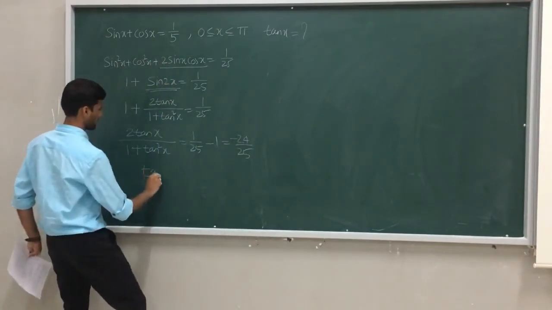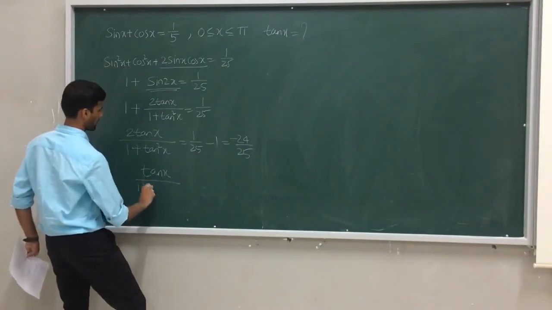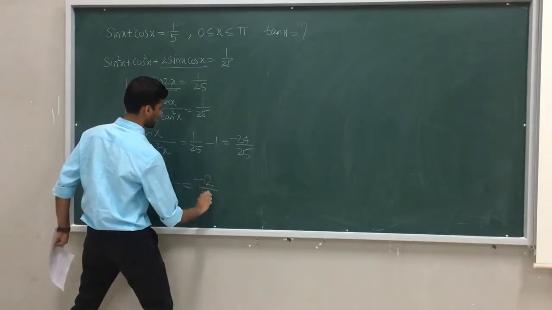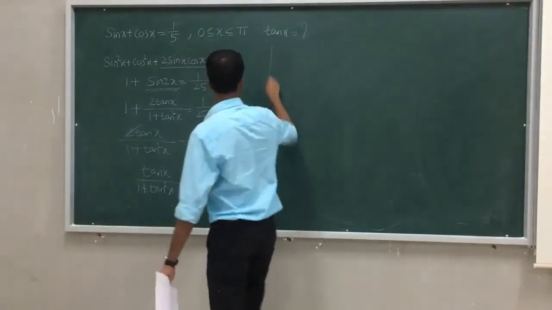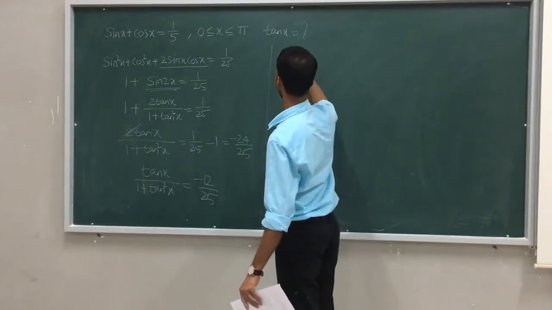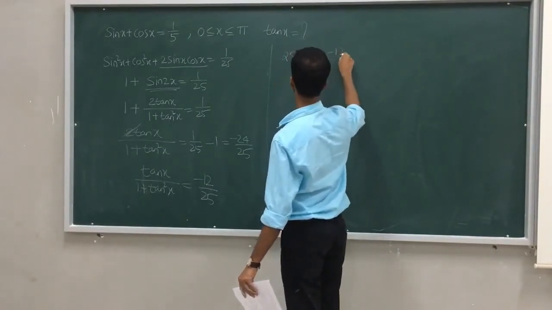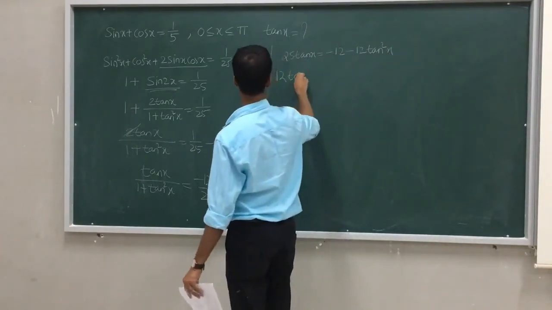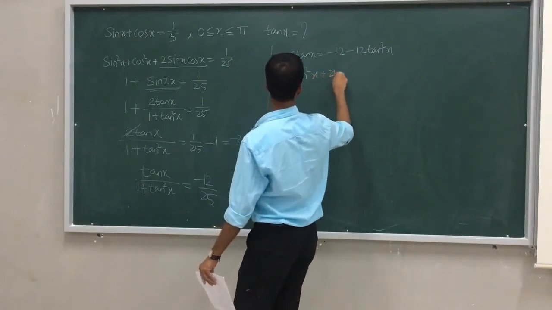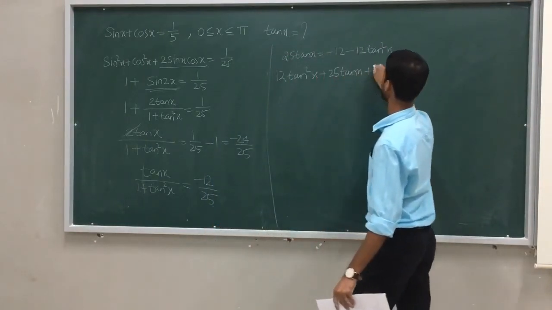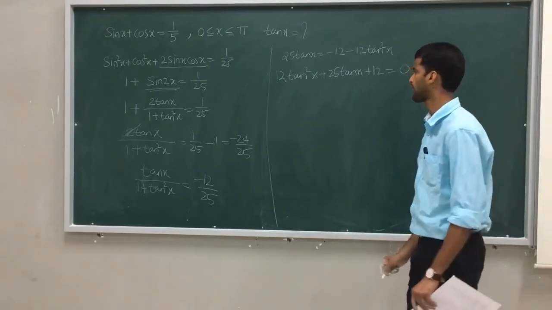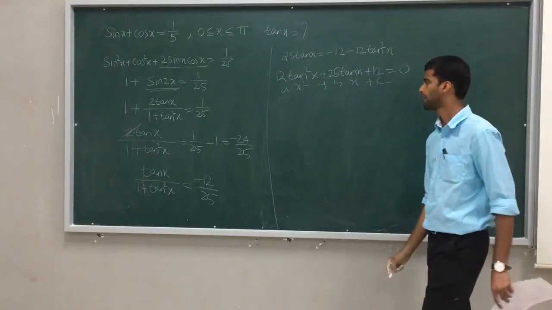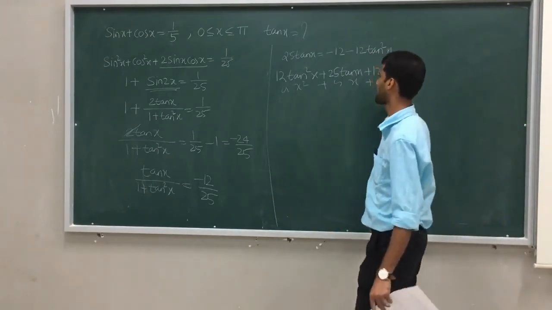So I'll write tan x upon 1 plus tan square x is equal to minus 12 by 25. Simply cross multiply. You will get 25 tan x is equal to minus 12 tan square x. Okay, bring this to one side. It becomes 12 tan square x plus 25 tan x plus 12 equal to 0. It looks like a quadratic equation, ax square plus bx plus c, where in place of x you have tan x. So when it is like this, what will you get for x?